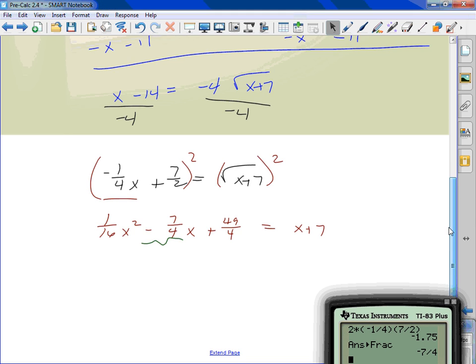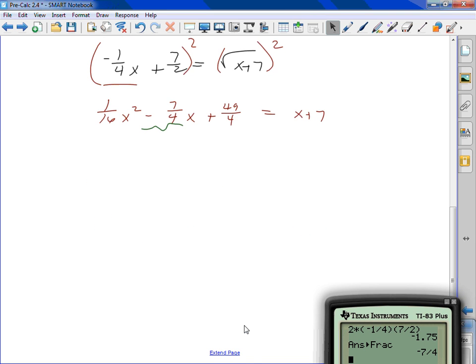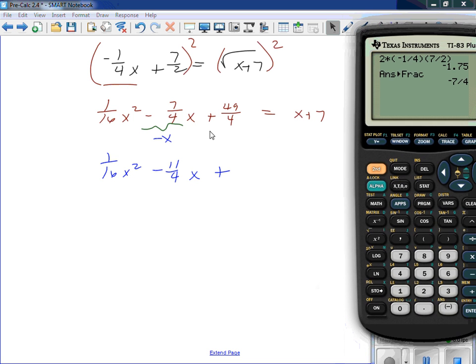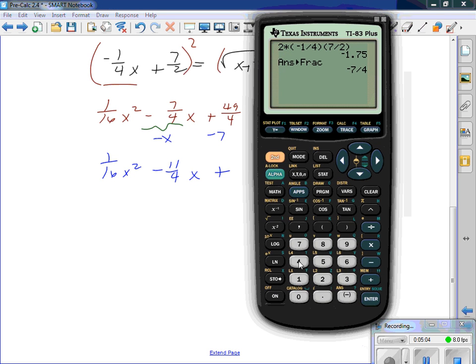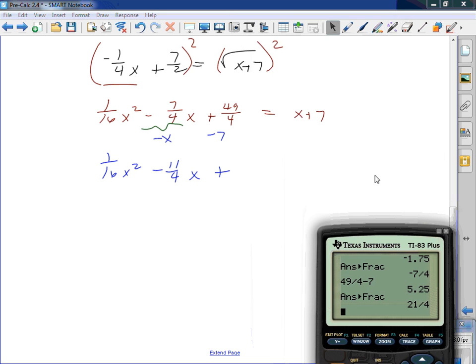Now I've got to move everything to one side. All right, set it equal to 0. 1/16 x squared. If I subtract that over, that's 4/4, so it's negative 11/4 x. Plus, I got to subtract the 7. When I subtract the 7, not 41 fourths, 49 fourths minus 7 is 21 fourths.